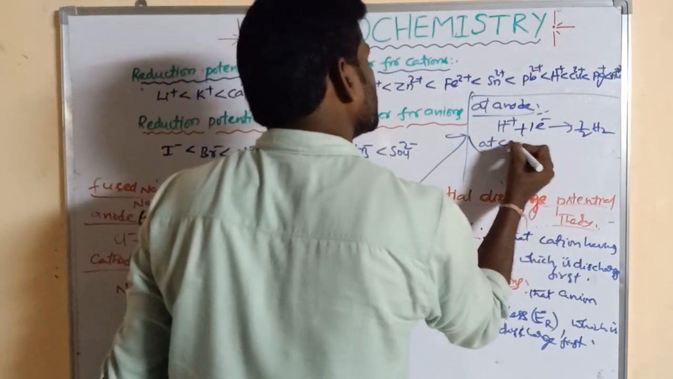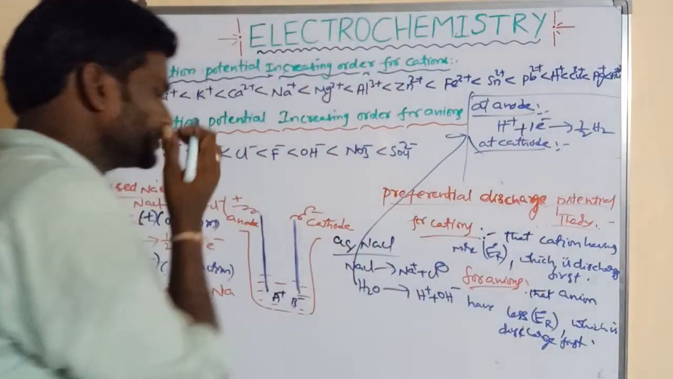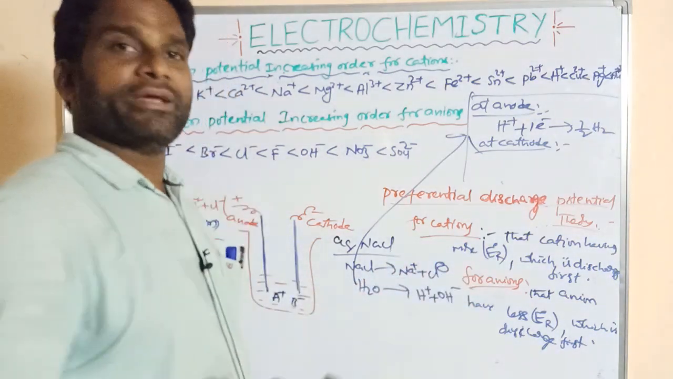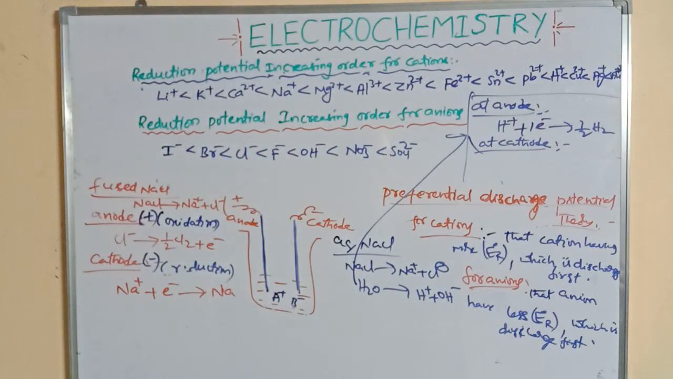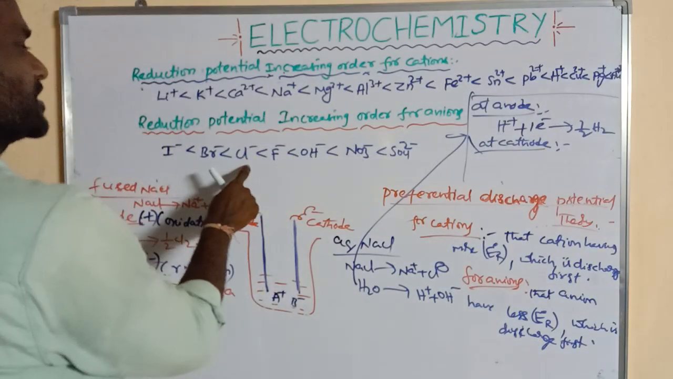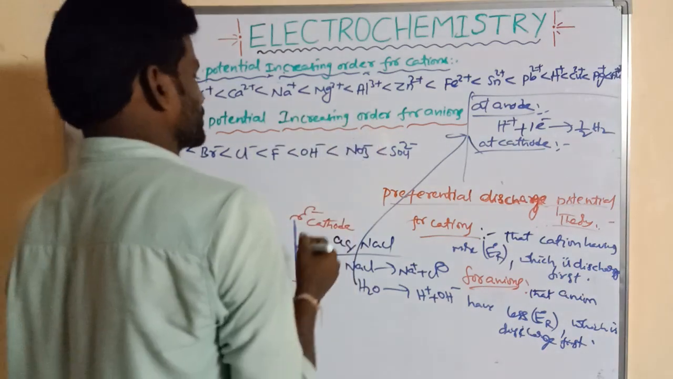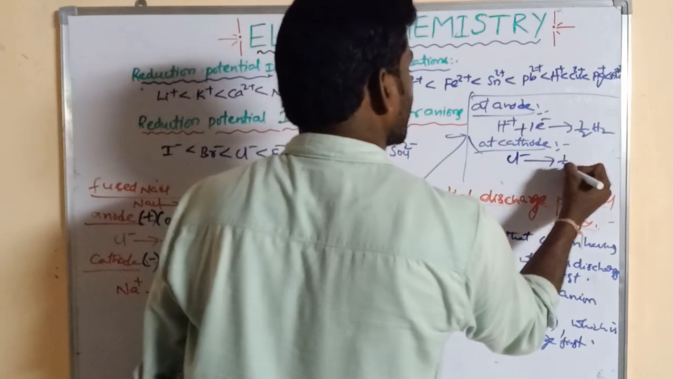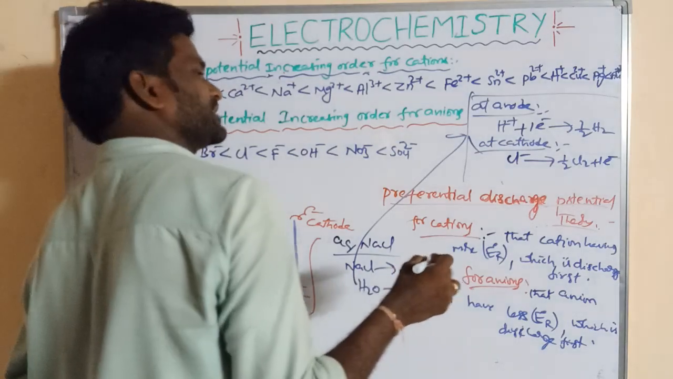Here two anions are there, Cl minus and OH minus. Of these two anions, Cl minus has less reduction potential, so it is discharged first. So Cl minus gives rise to Cl2 plus electrons. So this is the reaction.